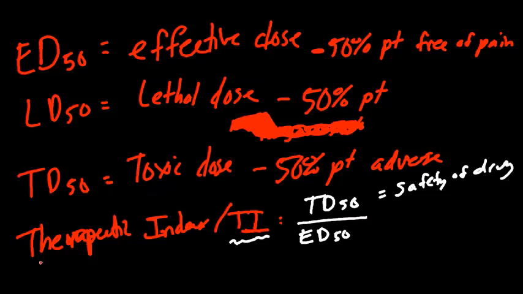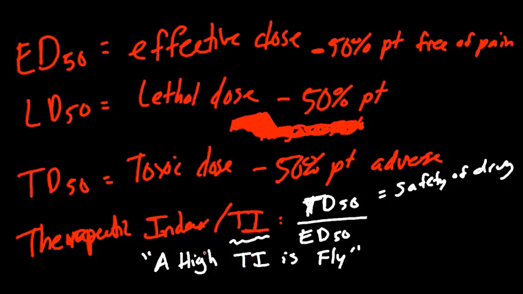We want to find drugs that have a high therapeutic index. And what that simply means is it's going to have a high ratio of our toxic dose 50 to our effective dose 50. Now, I'm going to say high TI is fly. A high TI is fly. That's how I remember this. You want a high therapeutic index. A high TI is excellent. So if a drug has a high TI, then that drug is fly.